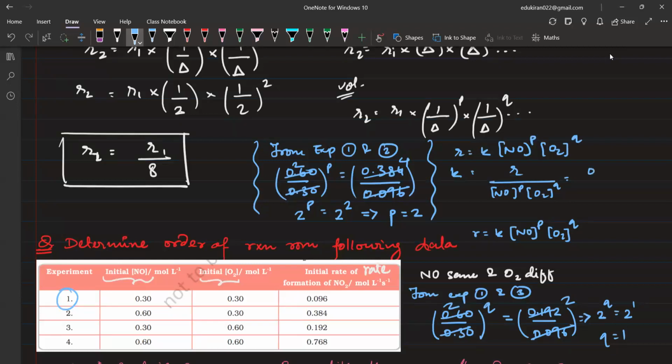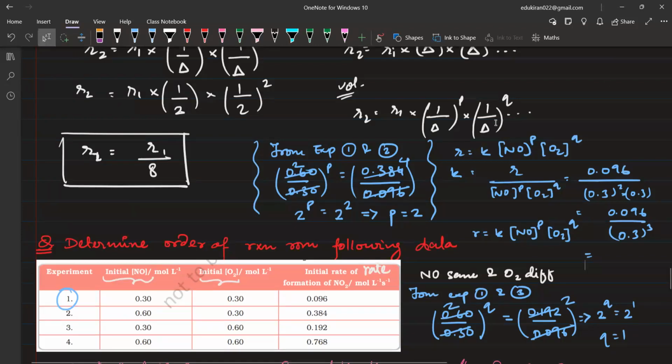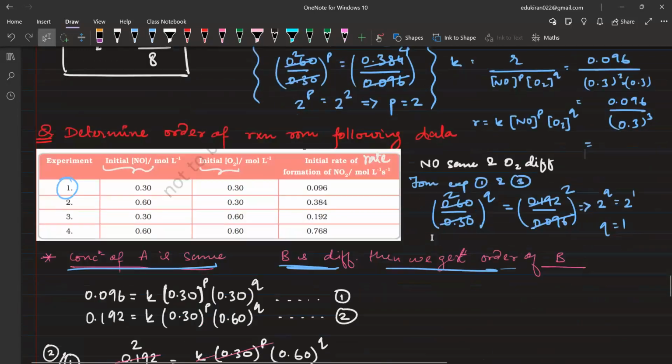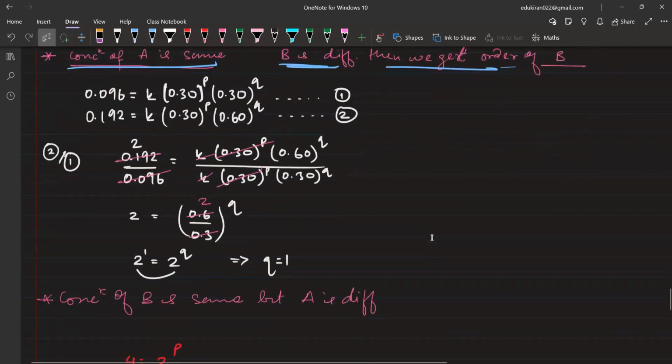So rate is 0.096 divided by, NO is 0.3 squared multiplied by 0.3. So this will be 0.3 cubed: 0.096 divided by 0.3 cubed. You will calculate this value and the rate constant will come from here. Make sense? Yes or no, please tell me. Yes, sir. Okay. We will look at those questions when we have to calculate the rate constant also. So this is the whole thing.